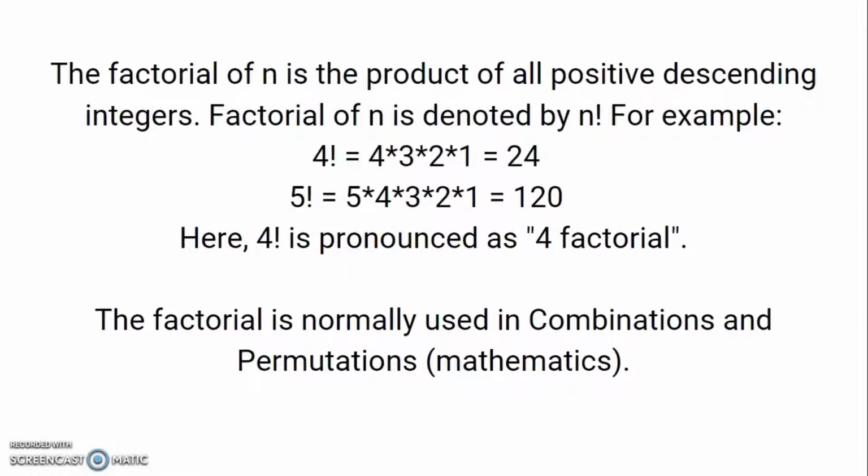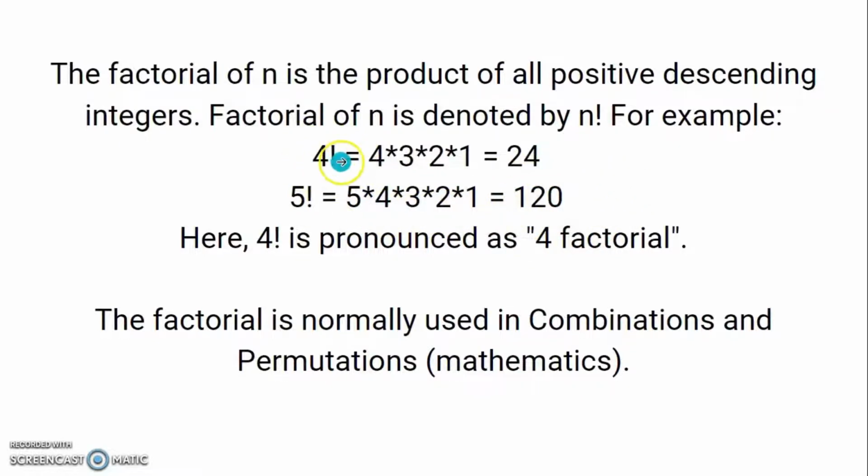A factorial is nothing but the product of all positive descending integers. So for example, say we want to find the factorial of 5. We write it as 5 exclamation, which is equal to 5 times 4 times 3 times 2 times 1. The product will be 120. This is nothing but the factorial.